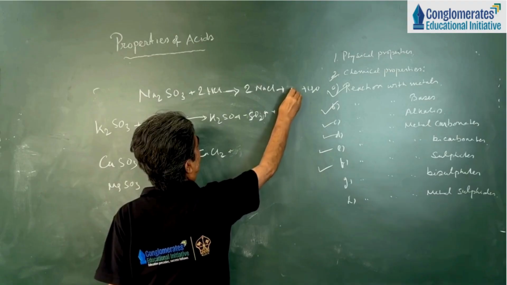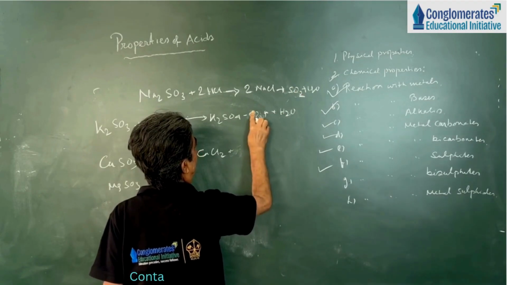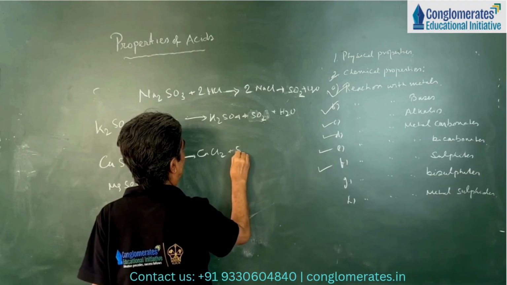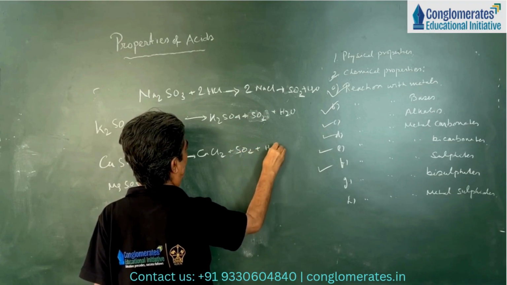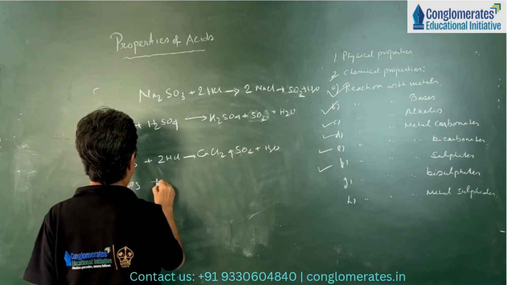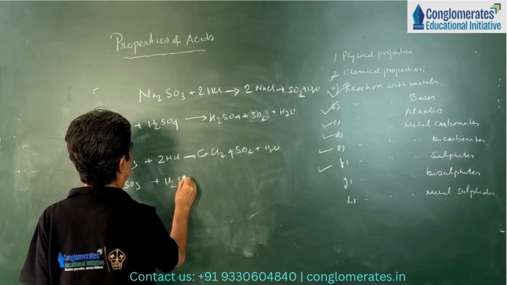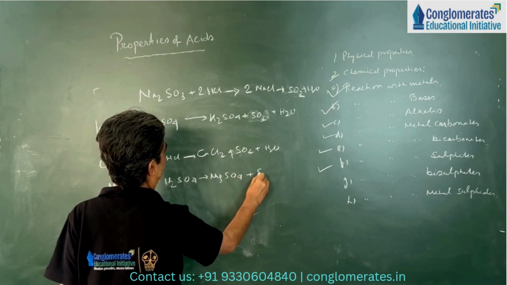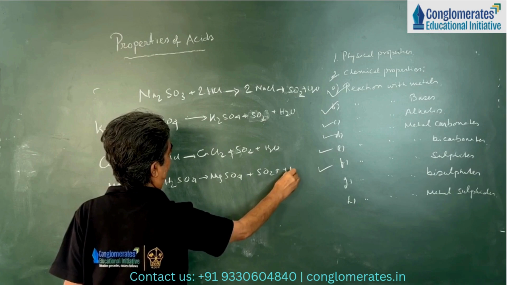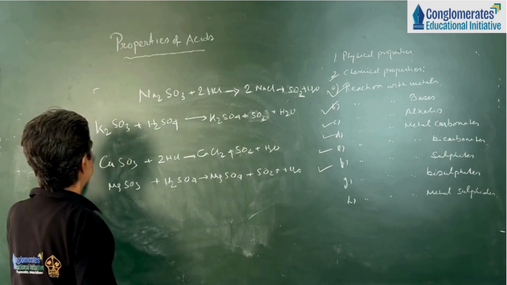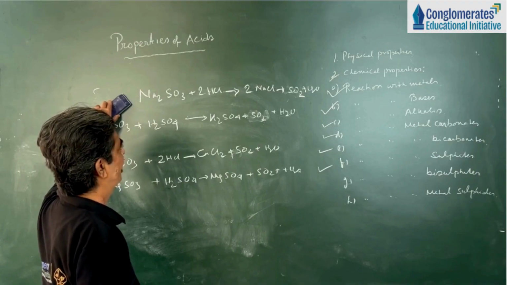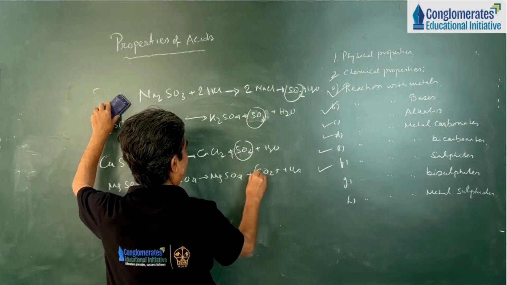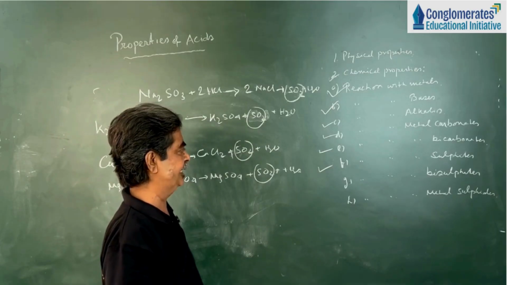In that case, we will get sulfur dioxide plus water. And here, nitric acid or sulfuric acid, anything you take, we can use it over here. We get magnesium sulfate plus sulfur dioxide plus water. So sulfites react with dilute acids to evolve sulfur dioxide gas. In case of carbonates we get carbon dioxide, but here we get sulfur dioxide by reacting with sulfites.